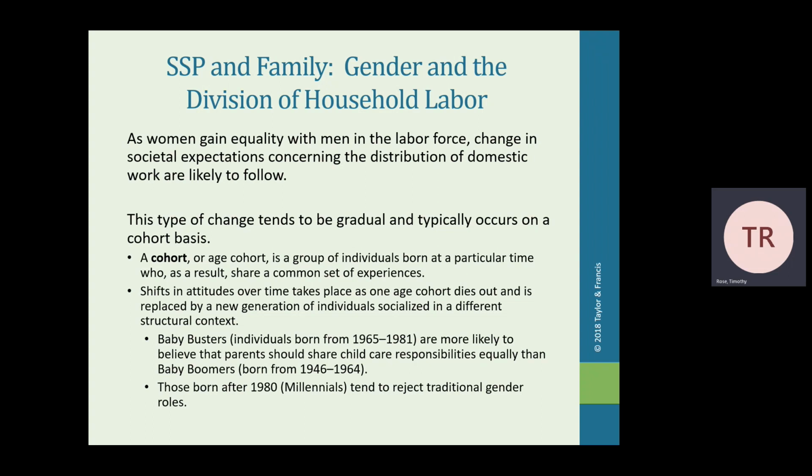For example, baby busters, individuals born from 65 to 81, are more likely to believe that parents should share childcare responsibilities equally compared to baby boomers, people born in 46 to 64. We also find that those born after 1980, people who are considered millennials, tend to reject traditional gender roles to a greater degree on average. Does this mean millennials overall reject all gender roles? No, absolutely not. But it is markedly different compared to the age cohort that preceded them.